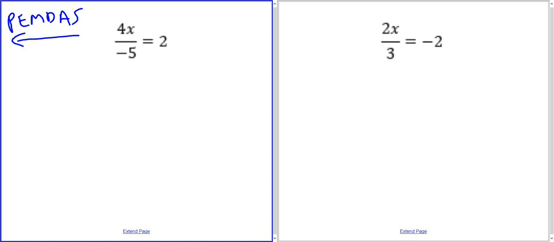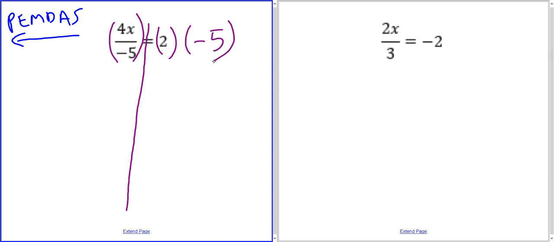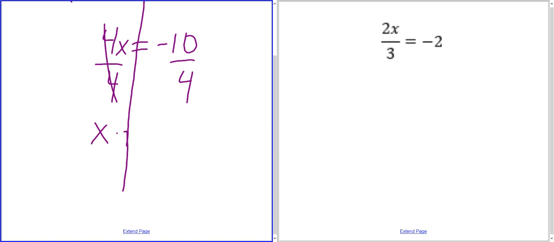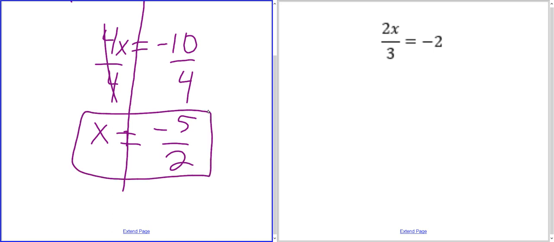So in the first example, I have 4x divided by negative 5 equals 2. So I see I have division by negative 5. So I'm going to undo that first. So we're going to multiply both sides by negative 5. So when you do that, this 5 and that 5 cancel out. So I have now 4x equals negative 10. Divide both sides by 4. So those 4's cancel, and I get x equals negative 10 divided by 4, that reduces to negative 5 over 2. So that's your answer for that one.